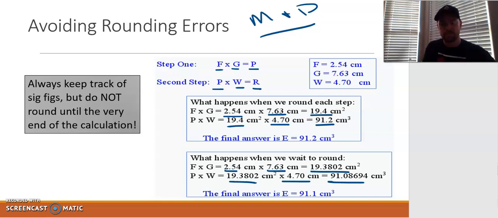If I rounded this ultimate final answer to 3 sig figs, my answer ends up being 91.1, which you may think is not that different from 91.2. You're like, it's only a tenth. And in Gen Chem 1, I can see why you would think that. But if you're going into the engineering field, if you're going into the medical field, that tenth can make a difference. And so we want to make sure we keep all of our rounding until the very end.